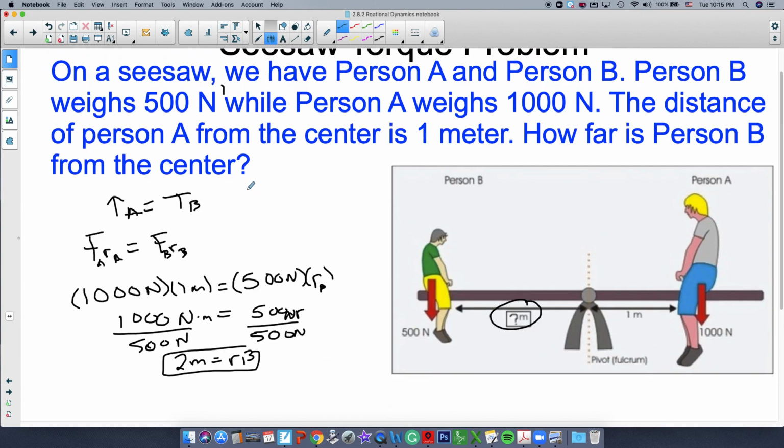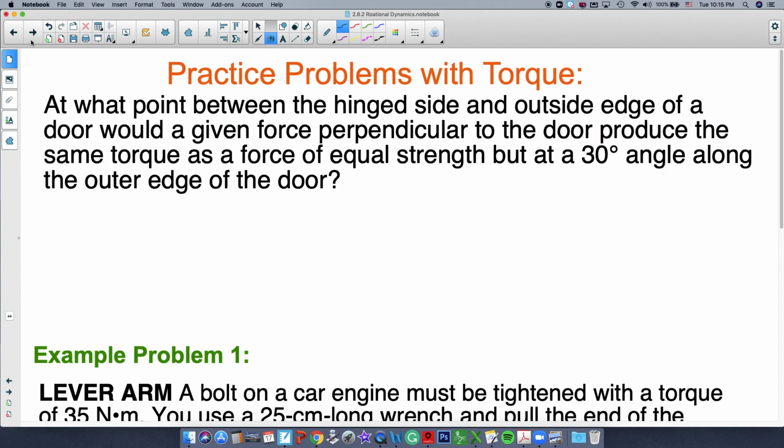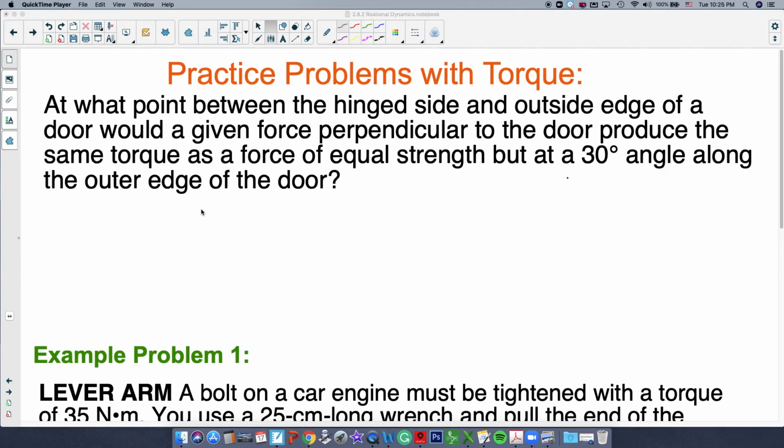The big thing here is recognizing if we have something that's in equilibrium, or if you're told that it's in equilibrium, you set the torque of the left equal to the right. So we went torque of A, which is that guy, and set it equal to torque of B, which is that guy. Okay, so there's a simulation coming up that I'll have you guys look at and do.